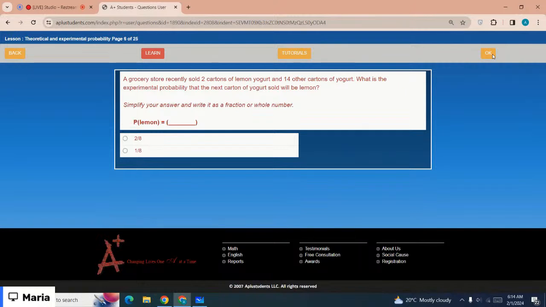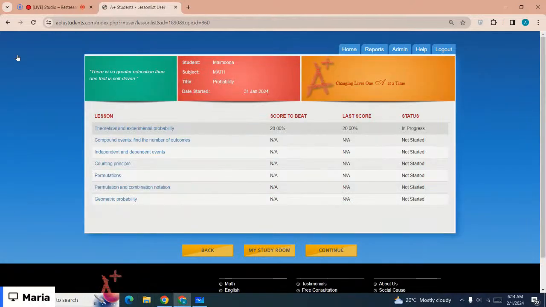Yes, the correct option is 1 out of 8. Option number 2 is the correct option. Okay, you can complete the lesson by yourself later today. Let's just move on to the next lesson. And the next lesson is compound events, find the number of outcomes.